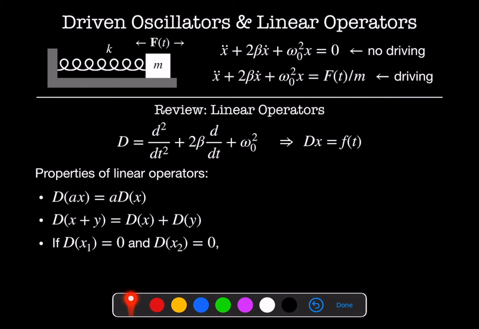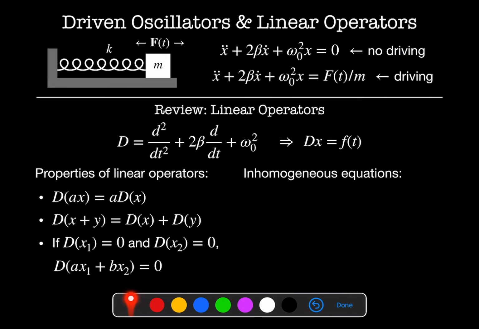For this, imagine that I have two solutions, x1 and x2, that both solve D of x is equal to 0. That means that I can come up with an even more general solution, which is D acting on some constant times x1 plus some constant times x2 is equal to 0. So that means that solutions to any equation that comes from a linear operator can be these superposition solutions. So these are weighted sums of all possible solutions.